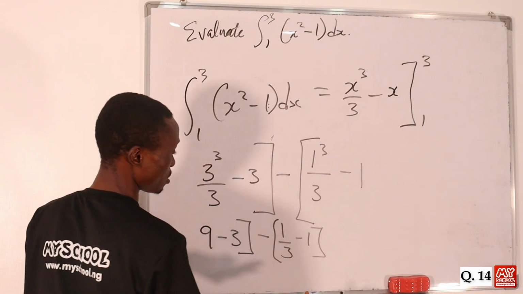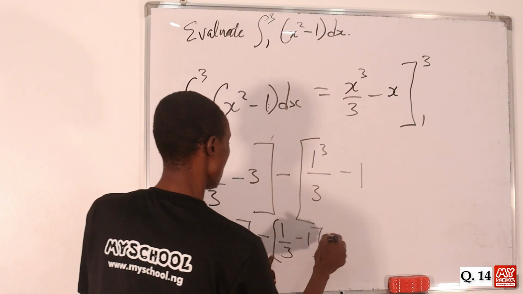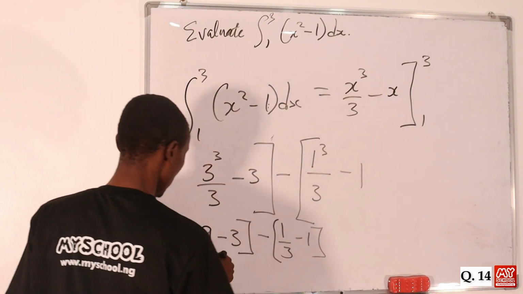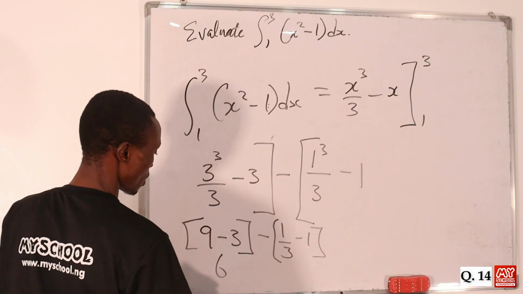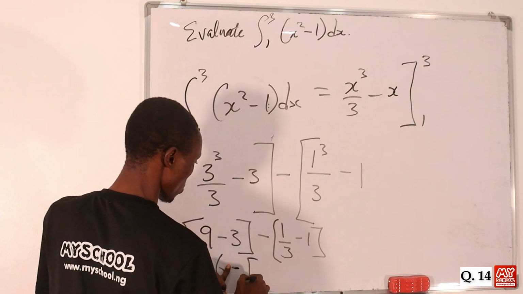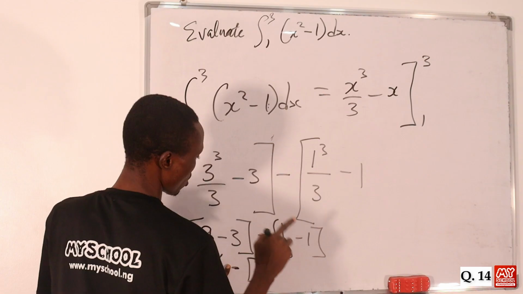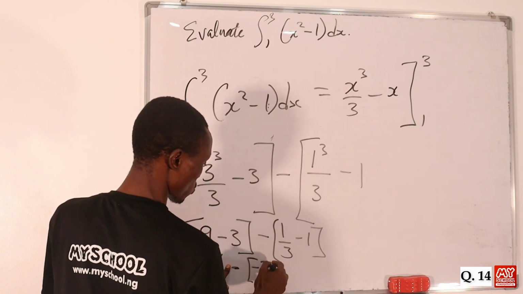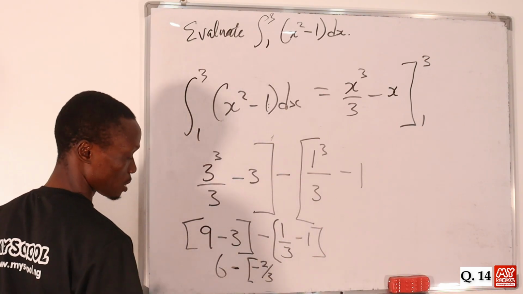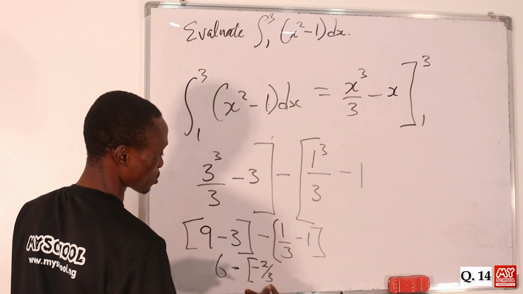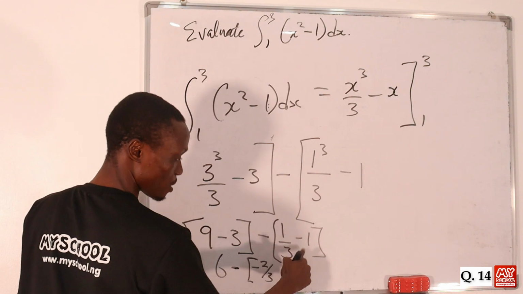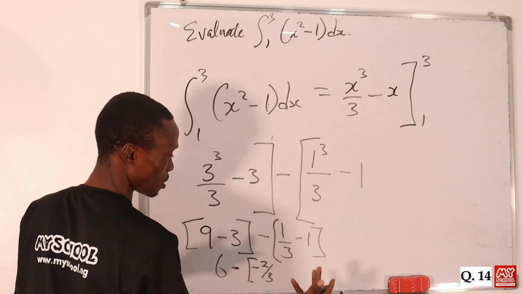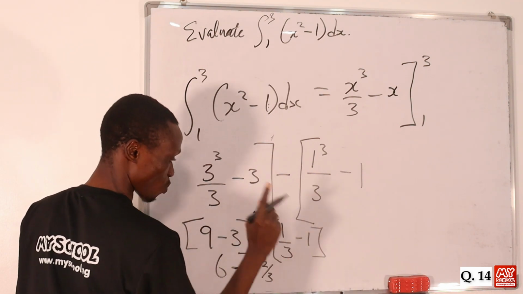Let's just tidy this up. If we tidy this up, let's continue from here. This will be equal to 6. Then we have minus here. If we deal with what is in this bracket, we are going to be having minus 2 over 3. Basically that is what we are going to be having, because the LCM of 3 and the invisible 1 here is 3. So 3 into 3 is 1, 1 times 1 is 1.